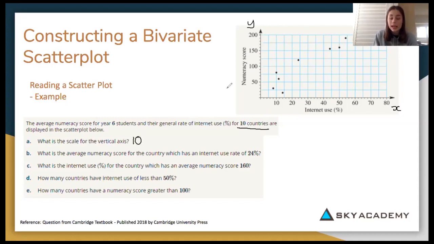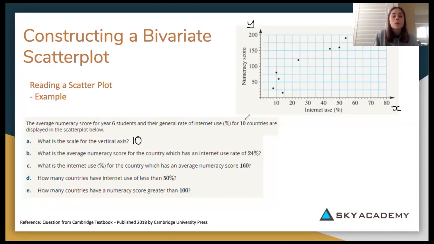Now we can test that out. We can actually have a look. So if we went up by 10, 20, 30, 40, then we should hit 50. Yep. 60, 70, 80, 90, 100, 110, 120, 130, 140, 150, and so on. So we can actually test that our scale is correct.